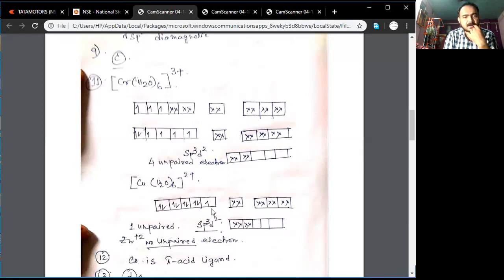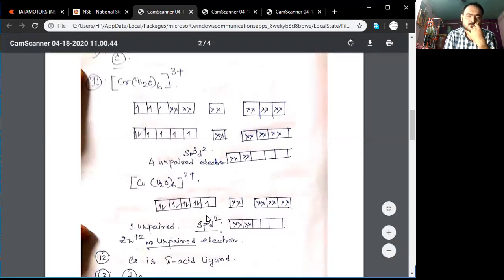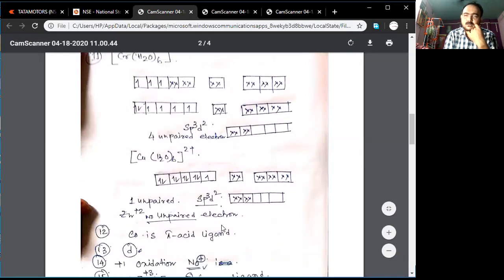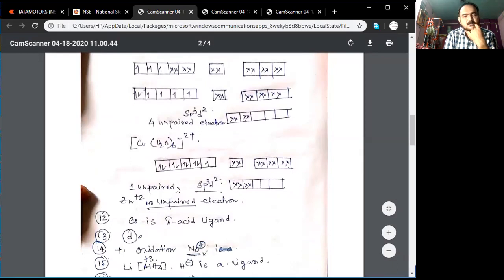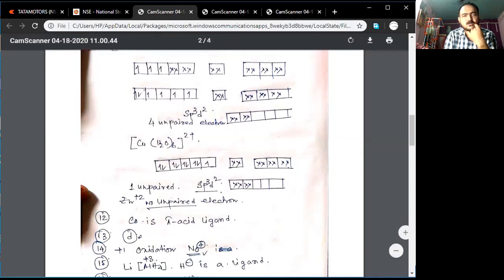So 1 unpaired electron means 1.732 BM is present, because the formula becomes root over n into n plus 2. So 1 into 1 plus 2 means root over 3, that is, 1 unpaired electron is present. Magnetic moment is 1.732. In the case of zinc, in +2 there is no unpaired electron, so it has no magnetic moment.